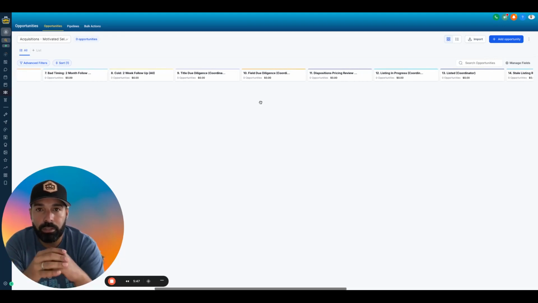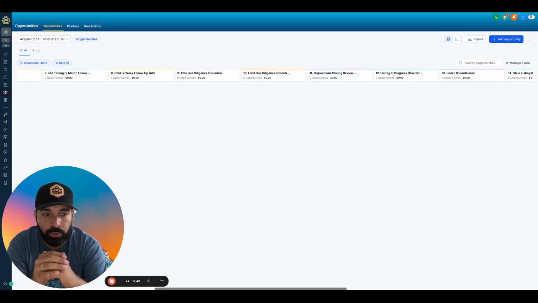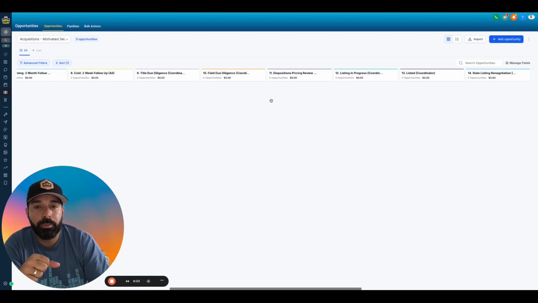Field due diligence. So this is about getting all the pictures, and getting an inspection report if the house is occupied. In this case, we get a Matterport, an inspection report, and pictures if it's occupied. If it's vacant, we simply get pictures for it. Okay. And then dispositions pricing.